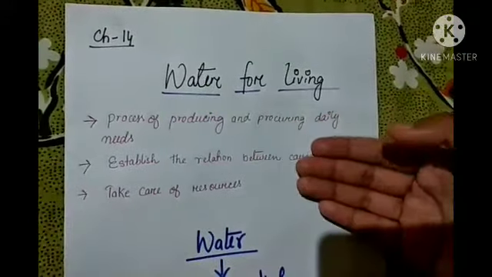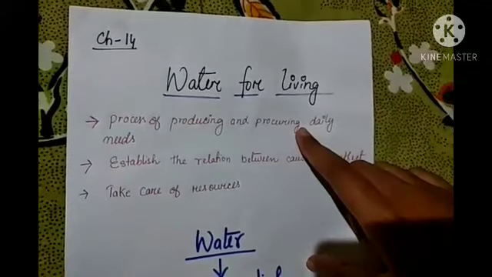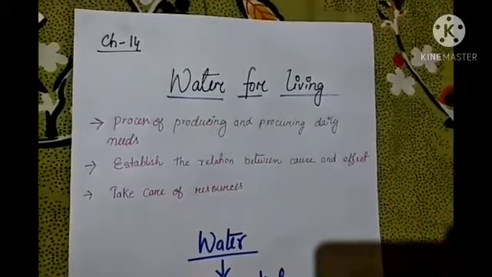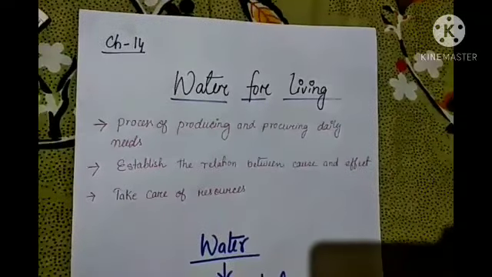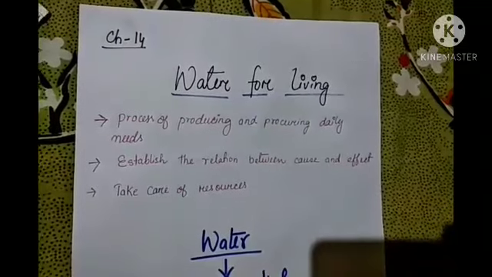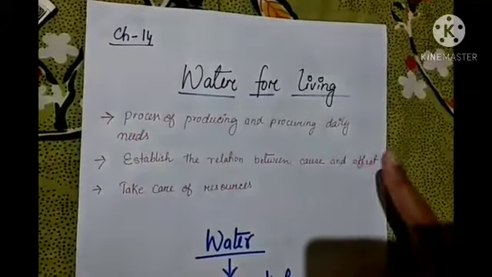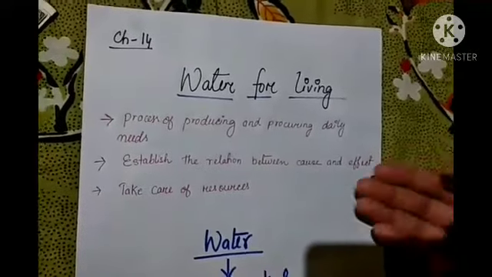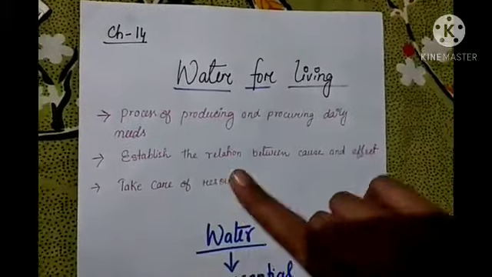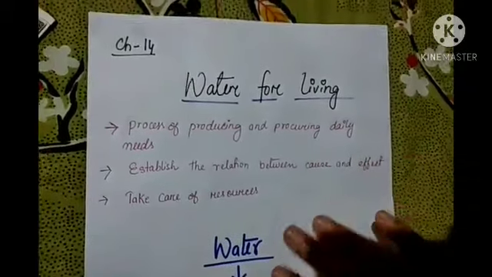After reading this chapter you will be able to explain the process of producing and procuring daily needs, like water: what are the sources at home, water from the local source, and its way of purification. Next is to establish the relation between cause and effect, that means the properties, conditions, phenomena, and verify using simple tools that relation between cause and effect. It will include evaporation, condensation, dissolution, absorption, and also taking care of resources. What is our natural resource and how should we take care of it? What are the ways? Everything we are going to discuss in this chapter.